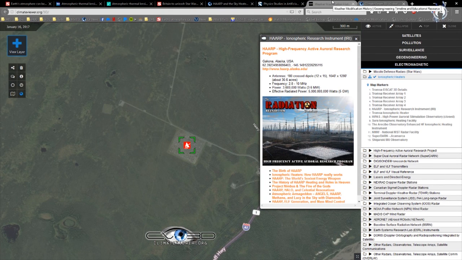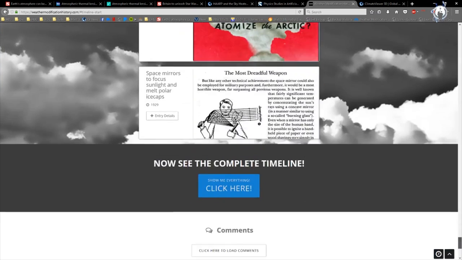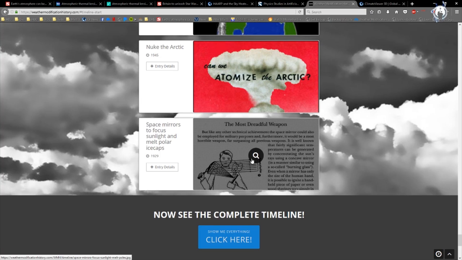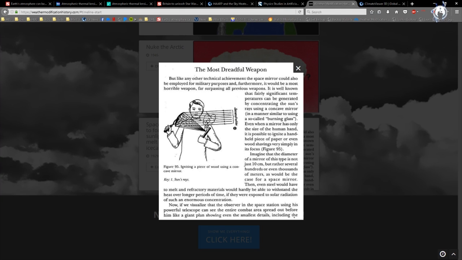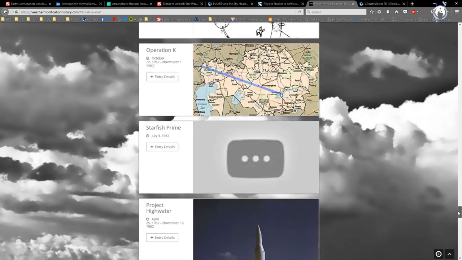So these are all over the world. And the reason why it's a problem is because these are old ideas. This is 1929. I'm over on weathermodificationhistory.com, my latest project. And you can see the most dreadful weapon, the atmospheric lens, the space mirror. It talks about how this would be the most horrible weapon, far surpassing all previous weapons, because it's the burning glass. And when you can focus the power of the sun, you have the power of God.